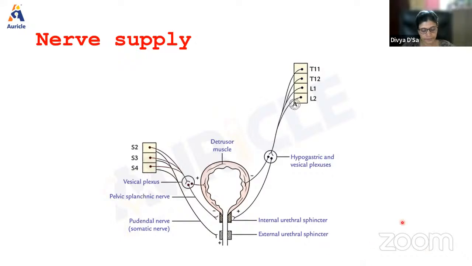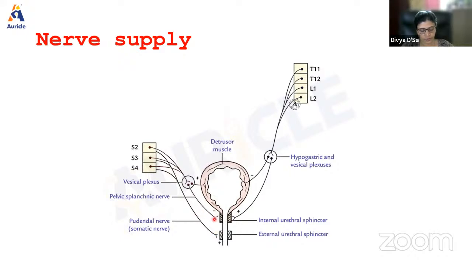Then the parasympathetic. If you see here, the preganglionic fibers arise from the lateral horn of S2, S3, S4. They form the pelvic splanchnic nerves, otherwise also called nervi erigentes. These will go forward by the side of the rectum and reach the body and the neck of the bladder.